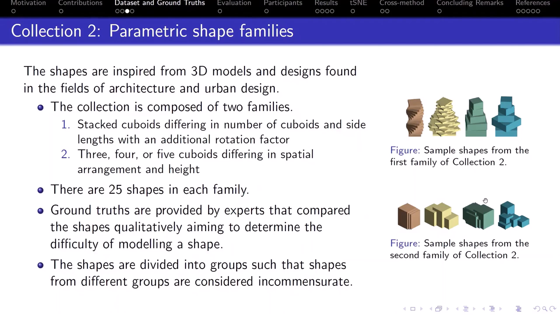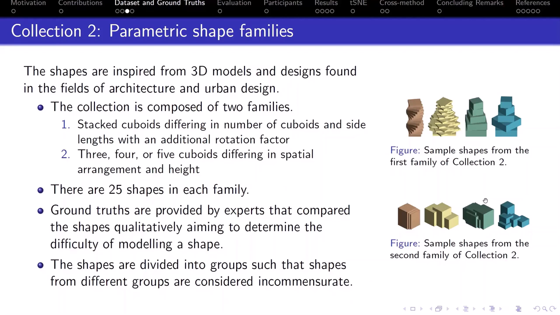And our second collection is the parametric shape families. And here, the shapes are inspired from 3D models and designs found in the fields of architecture and urban design. The collection is composed of two families. First one is that of stacked cuboids differing in number of cuboids and side lengths with an additional rotation factor. In the second family, the number of cuboids are restricted to be either 3, 4, or 5, and they differ in spatial arrangement and in the heights of the cuboids.